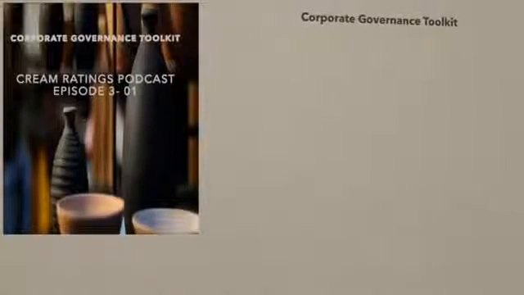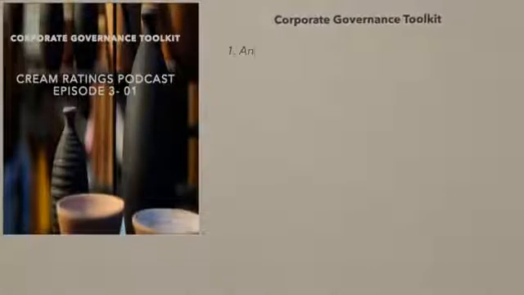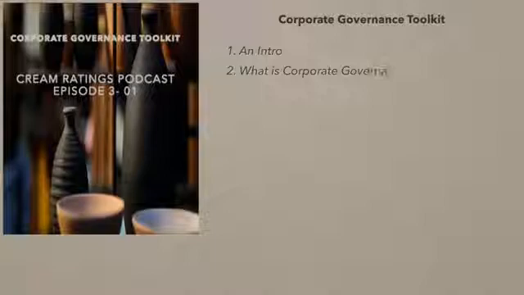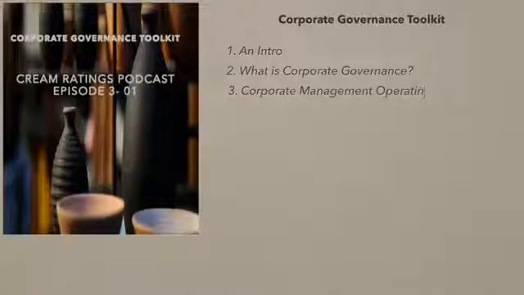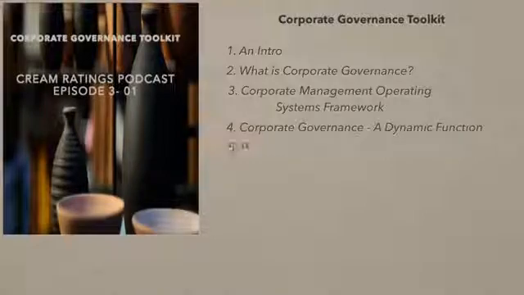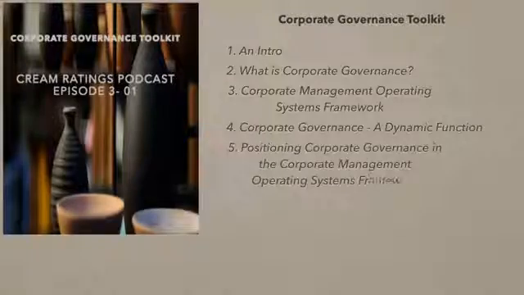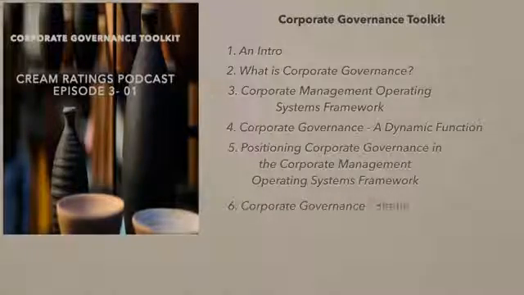The content of the Corporate Governance Toolkit. Number 1, an intro. Number 2, what is corporate governance? It is measuring cost consequence now, highlighting the cost of inaction. Number 3, Corporate Management Operating Systems Framework. Cream Ratings provides the architecture for every business enterprise, with explication of corporate laws and management quality. Number 4, corporate governance, a dynamic function. Number 5, positioning corporate governance in the Corporate Management Operating Systems Framework. Number 6, corporate governance, status of development, spot your position.